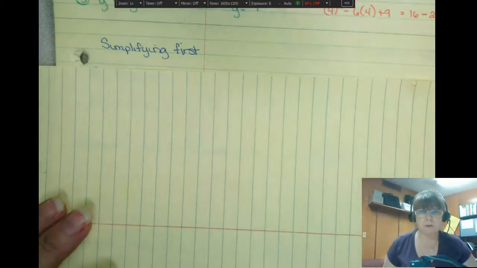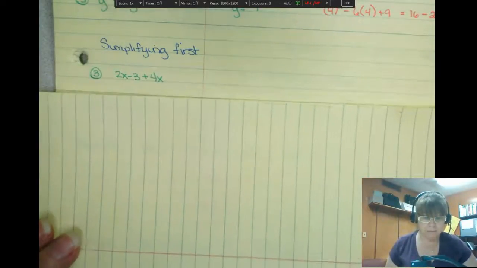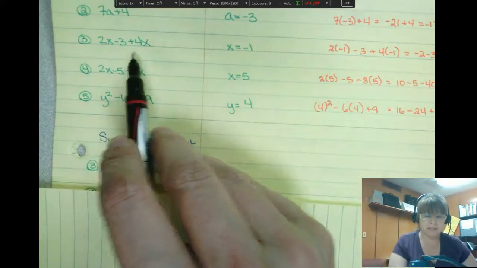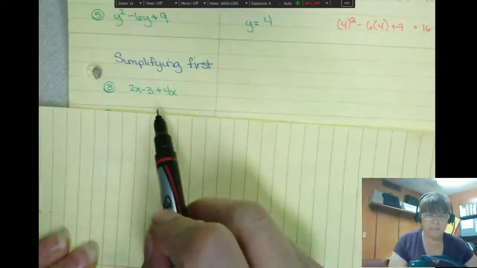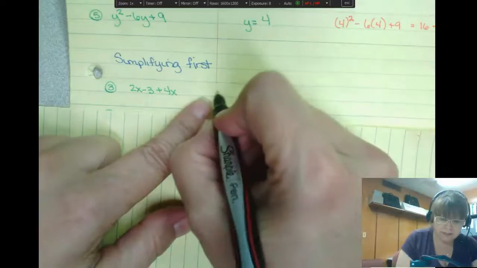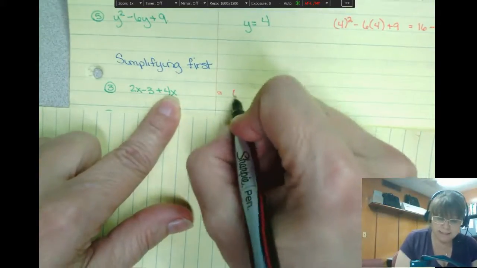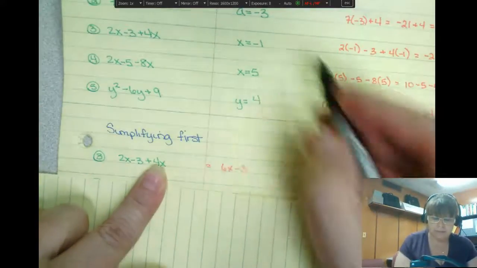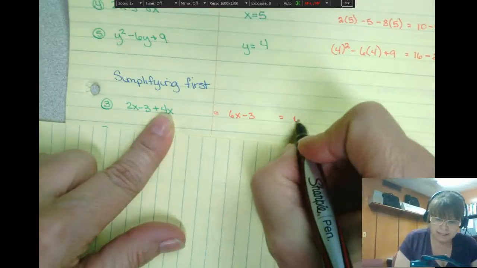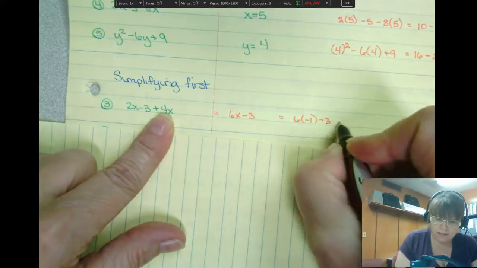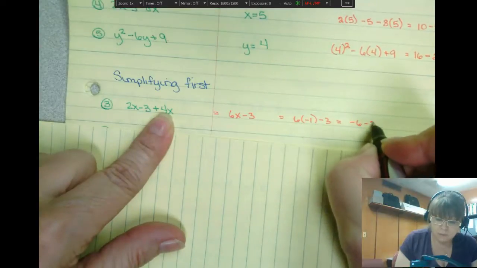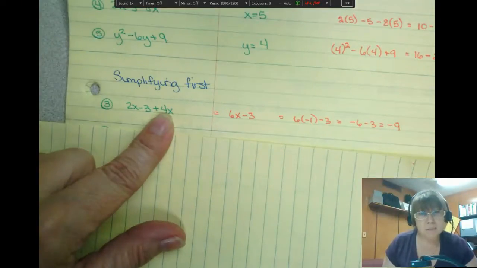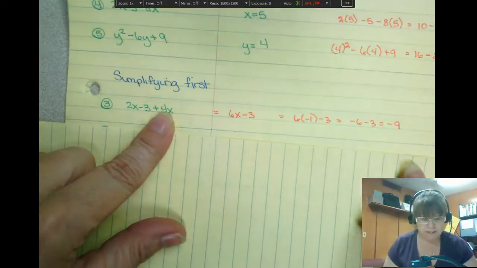Sometimes it's easier to work with a problem if we simplify the problem first. For example, up here in number 3, 2x minus 3 plus 4x, we can simplify first. 2x plus 4x is 6x minus 3. And then if we plug in the value of negative 1, 6 times negative 1 minus 3 is still negative 6 minus 3, which is negative 9. You still get the same solution, but you made it simple first, or you simplified the equation first.